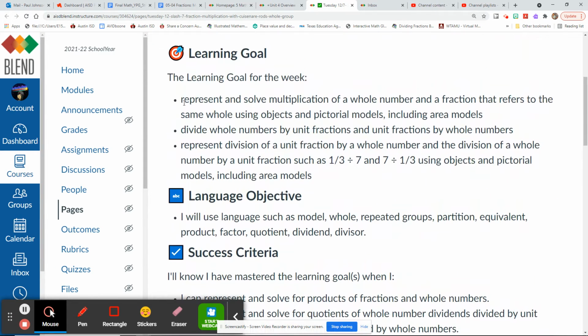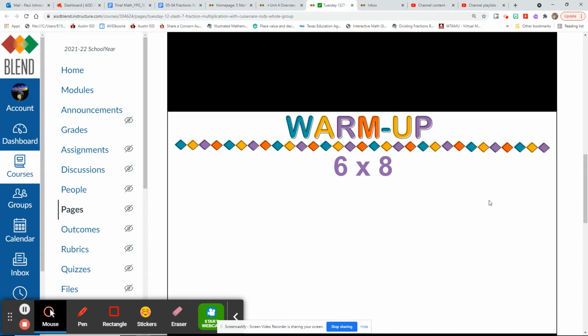That's what we're doing, and so that's the representing and solving multiplication of whole number and fraction, and a fraction that refers to the same whole using objects and pictorial models, including area models. So objects, pictorial models, and area models. Things we might look at today: number lines, Cuisenaire rods, fraction strips.